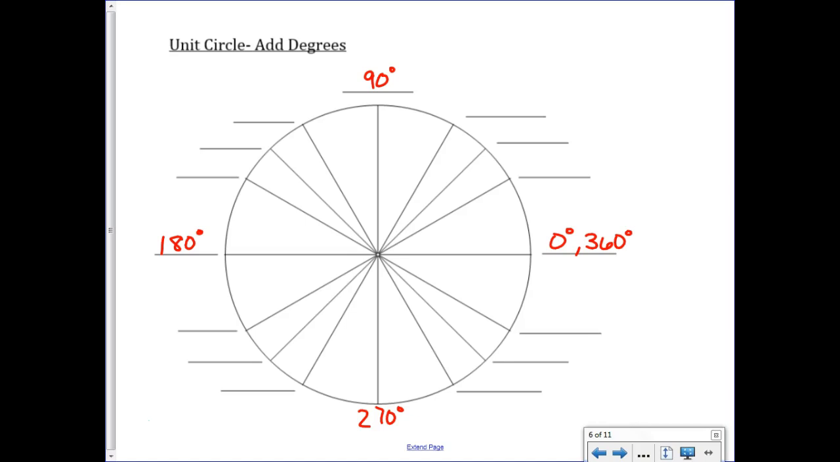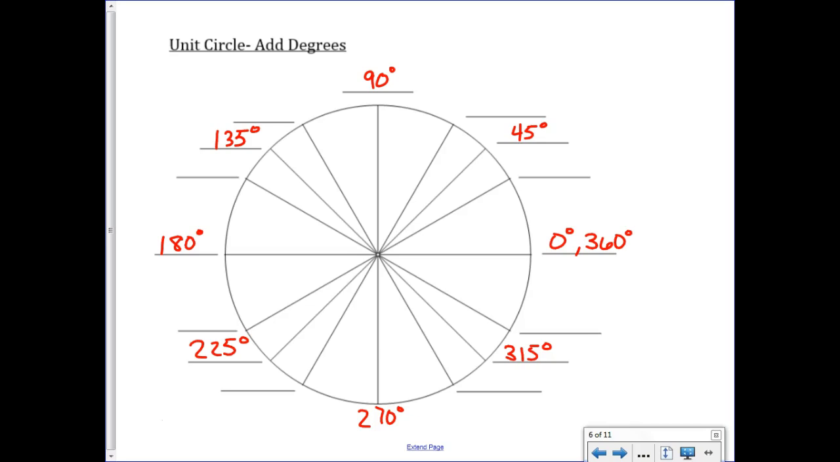So the ones right in the middle are half of the 90-degree increments. So this one is 45 degrees. This one is 135 degrees. And then we have 225 degrees and 315 degrees. And you do need to know these, but you probably can do the math to come up with them if you don't have them memorized.